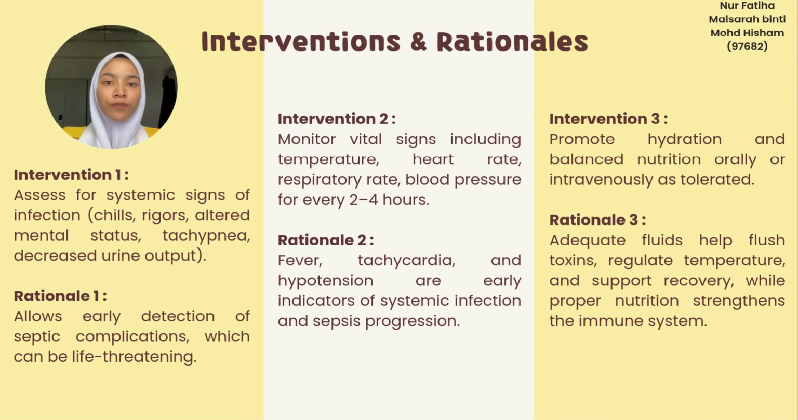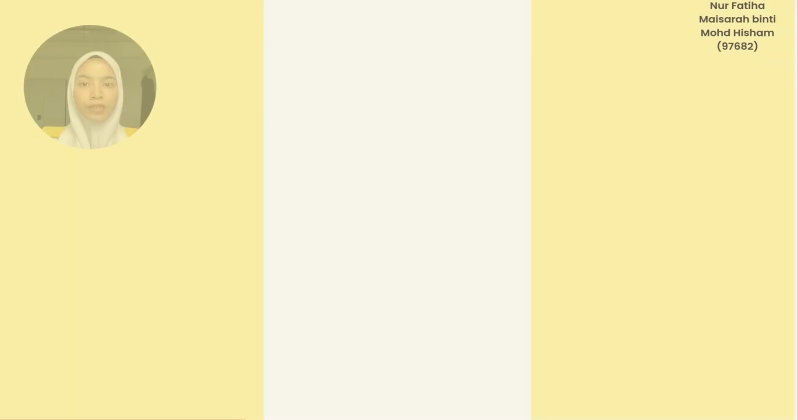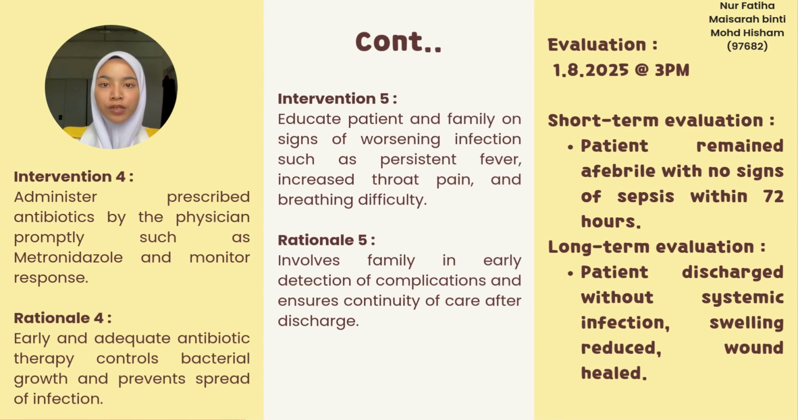Interventions included monitoring vital signs every 2 to 4 hours to detect infection early, assessing for systemic signs such as chills or confusion, administering prescribed antibiotics promptly to control bacterial growth, promoting hydration and balanced nutrition to strengthen immunity, and educating the patient and family on signs of worsening infection. Evaluation showed the patient remained stable, afebrile, and free from systemic infection until discharge.